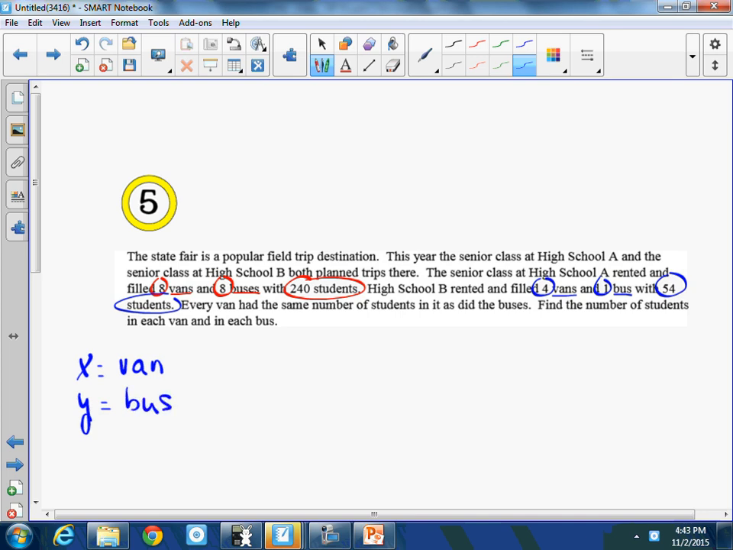So let's do school A, which is in red. 8 vans would be 8x. 8 buses would be 8y. And that is equal to 240 students, because that's how many students were on the trip. School B, high school B, is 4 vans, so 4x plus y equals 54. I'm going to do elimination over here.